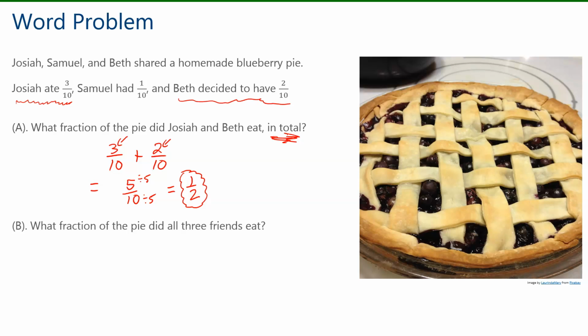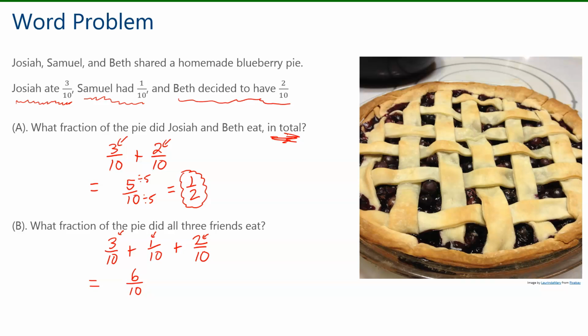And our second question, what fraction of the pie did all 3 friends eat? So this time it's not just Josiah and Beth we're considering, but Samuel as well. So what we're going to do here, we're going to show the addition for all 3 fractions. So 3/10 for Josiah, 1/10 for Samuel, 2/10 for Beth. Common denominator all the way through is 10. Copy it down. Add the numerators. We got a 3, we got a 1, we got a 2. We add those up, we get a 6.